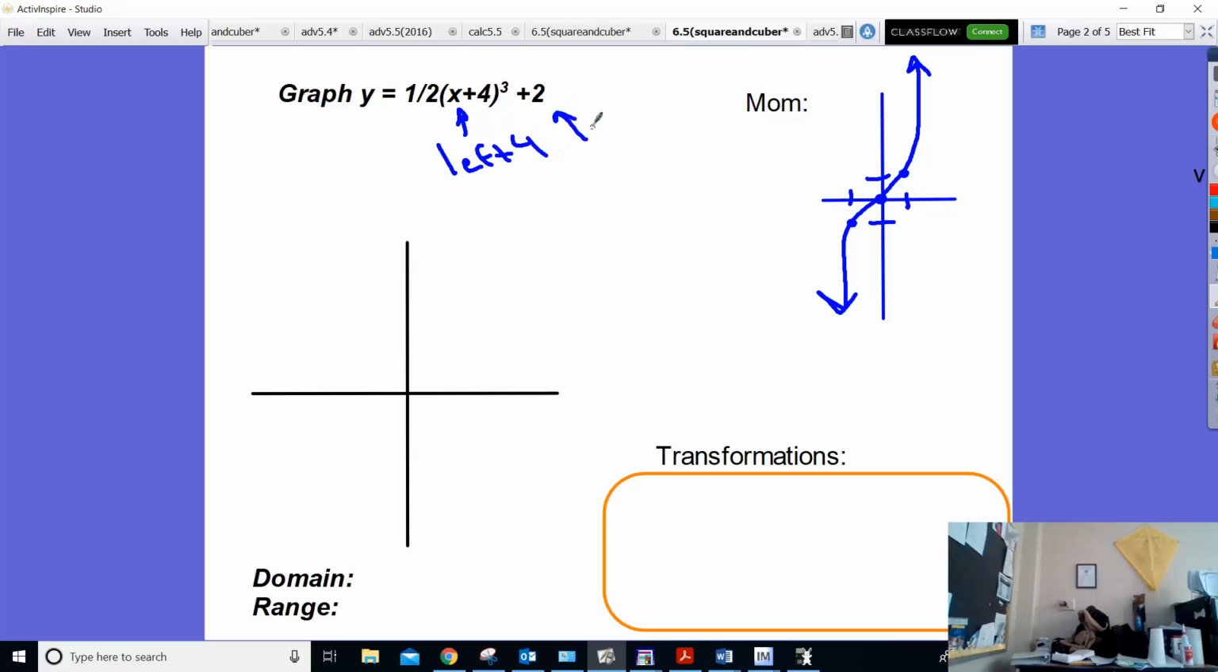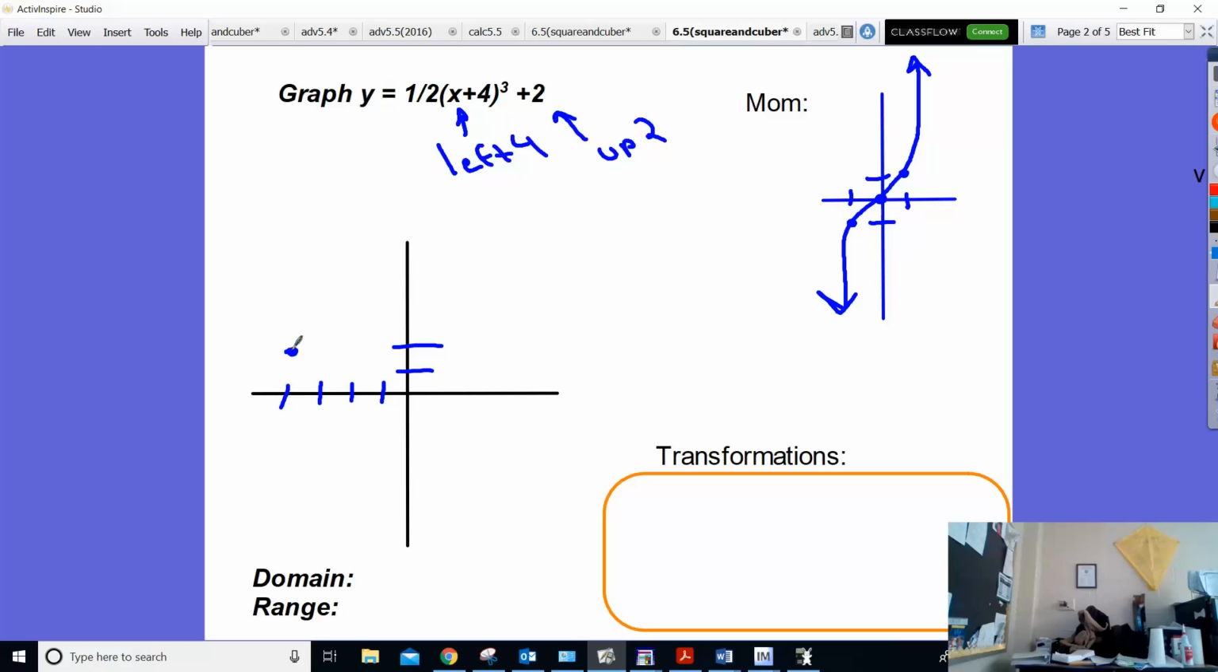What's that plus 2 tell me? Up 2. So the mom, can it be different every time? It depends on the equation? No, this is a cube function. Mom's got to be a cube. If it's a square root function, mom's a square root. Not everything has the same mom, does it? Everything has the same mom, different moms.